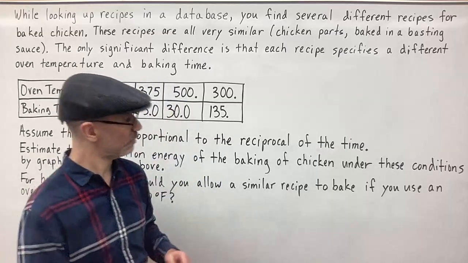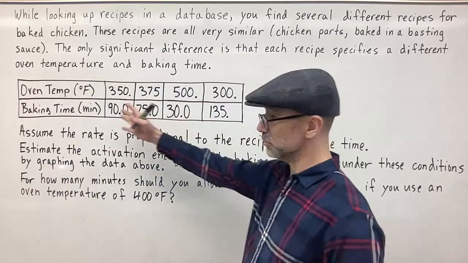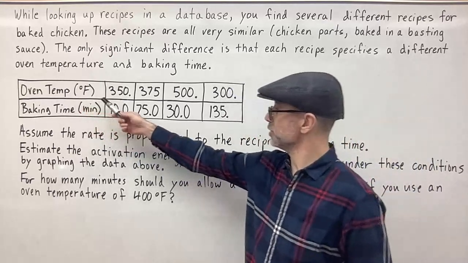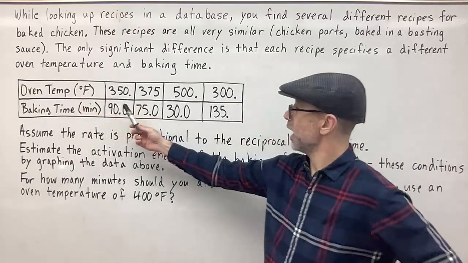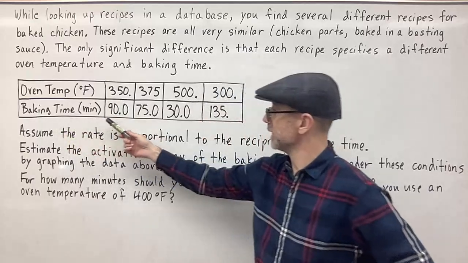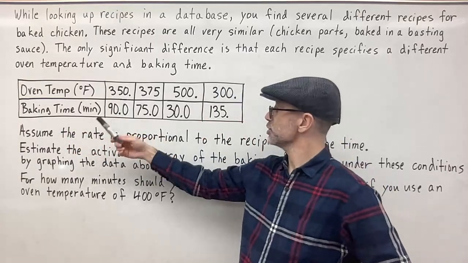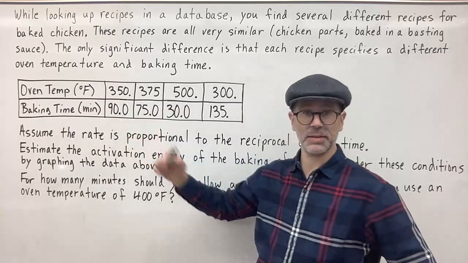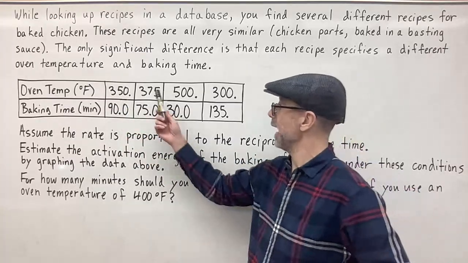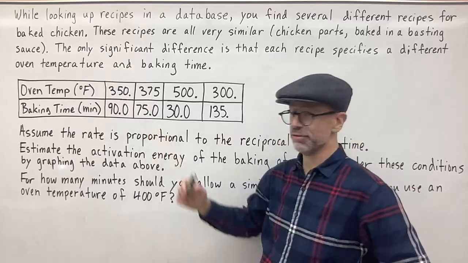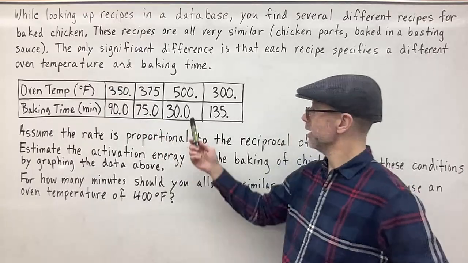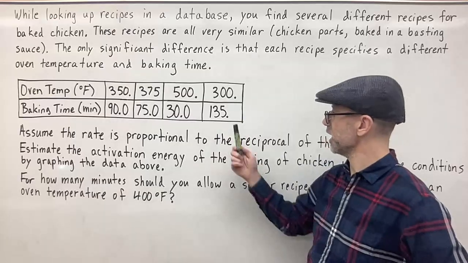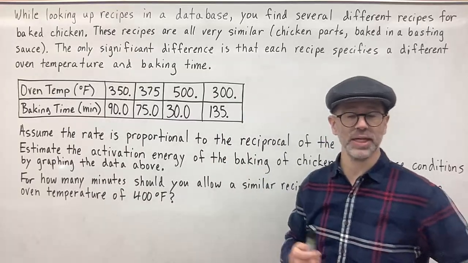So here we have our data. This is the oven temperature in Fahrenheit, and this is the baking time in minutes. So we see at 350 degrees Fahrenheit, it takes 90 minutes to bake the chicken. At 375, it takes 75 minutes. At 500 degrees Fahrenheit, 30 minutes, and at 300 degrees Fahrenheit, 135 minutes.